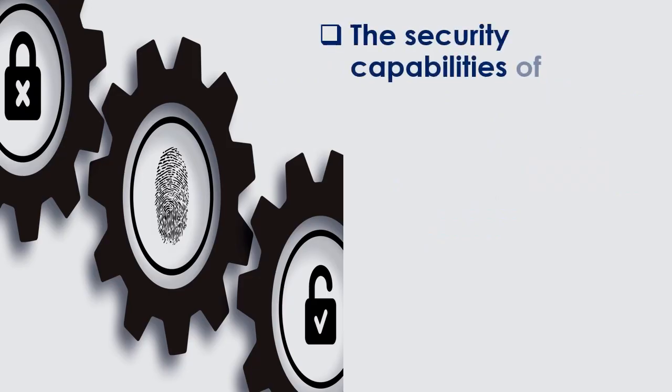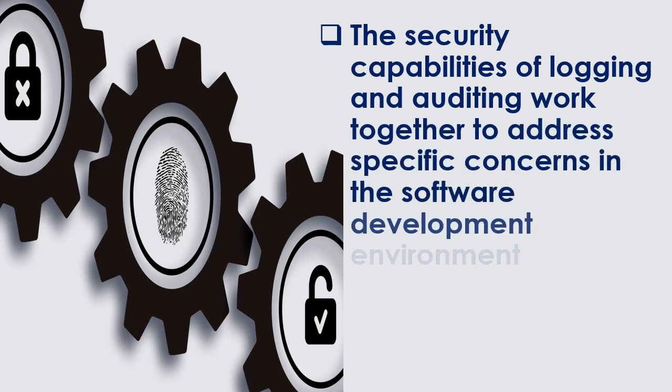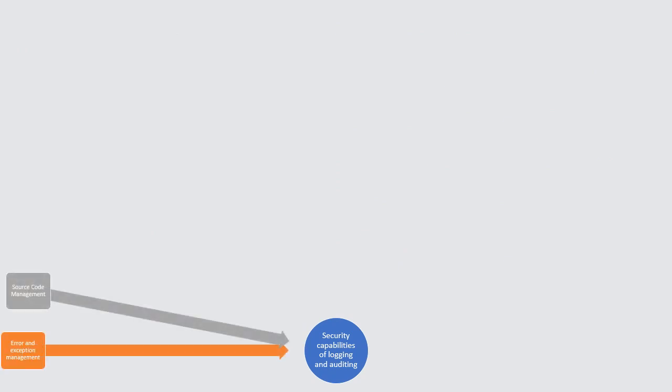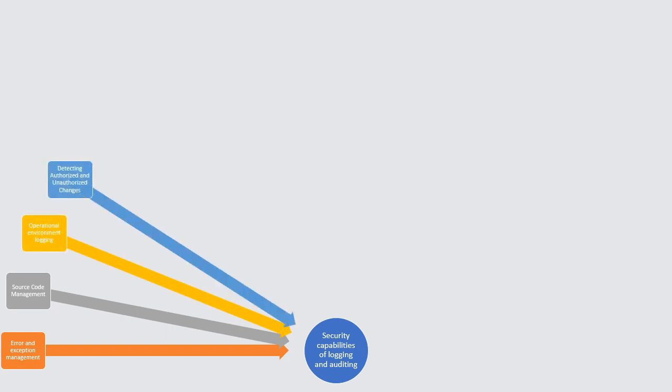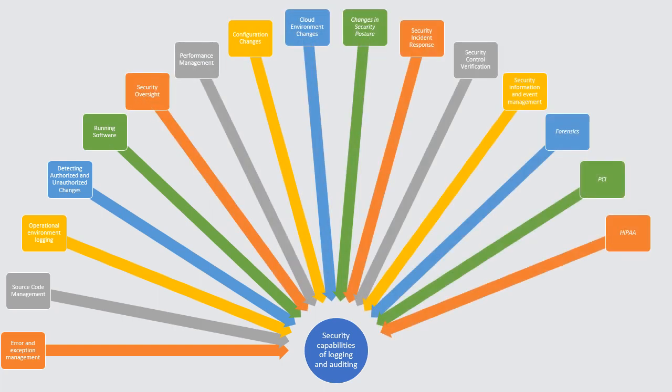The security capabilities of logging and auditing work together to address specific concerns in the software development environment. Security capabilities of logging and auditing are error and exception management, source code management, operational environment logging, detecting authorized and unauthorized changes, running software security oversight, performance management, configuration changes, cloud environment changes, changes in security posture, security incident response, security control verification, security information and event management, forensics, PCI, HIPAA, MARS-E and Omnibus.